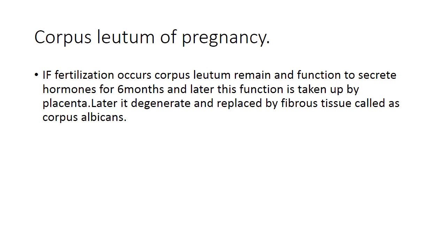If fertilization occurs, then that corpus luteum remains and functions to secrete hormones for about 6 months, and later this function is taken up by the placenta, and it then degenerates and is replaced by fibrous tissue, which is again called corpus albicans.